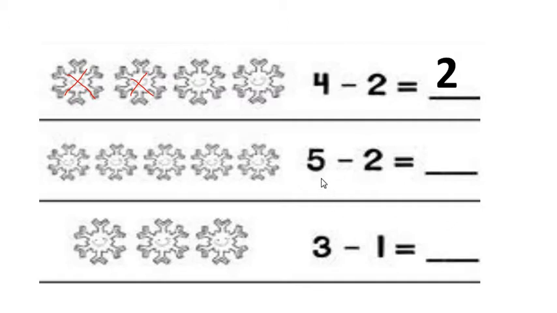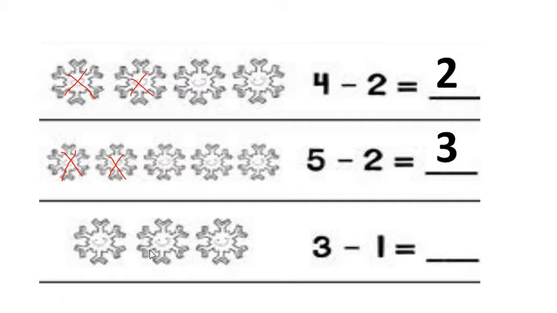Next is 5 minus 2. What does it mean? We have to cross out 2 objects out of given 5 objects. Let's do it. Count with me. 1 and 2. Now count the remaining objects. 1, 2, 3. So we can say that 5 minus 2 is equal to 3.